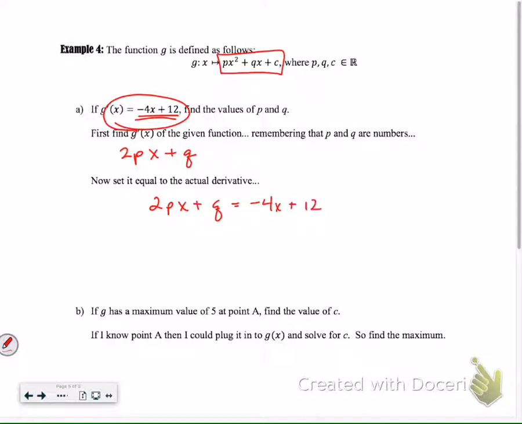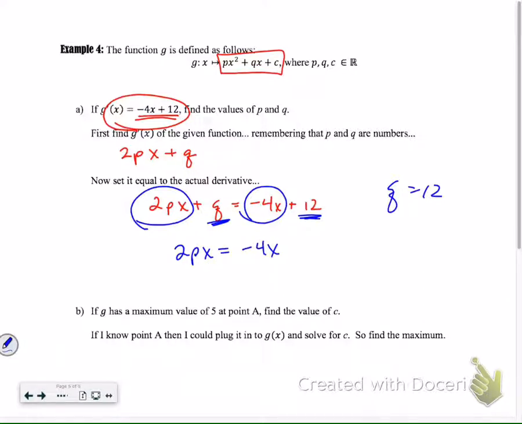Now, in this case, it should be pretty obvious that q is going to be 12, and then these two are going to get set equal. Okay, q is 12. 2px is equal to negative 4x. Well, really, you get rid of the x's. We just need the numbers in front of the x's to be the same. So p is equal to negative 2.